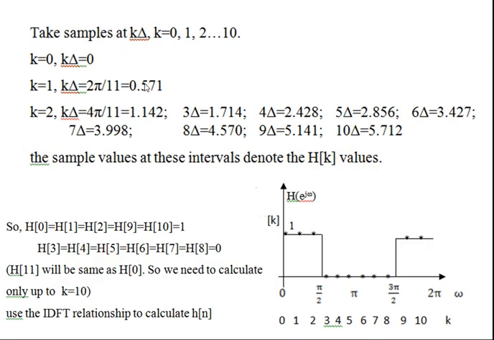We have to evaluate this delta from 0 to 10, the 11 values. So we find the k delta by putting k equal to 0, 1, 2, etc. For k equal to 0, we get k delta equal to 0, which corresponds to this frequency value. For k equal to 1, k delta is 2 pi by 11 into 1, which is 0.571. So at omega equal to 0.571, we mark one point, that is k equal to 1.